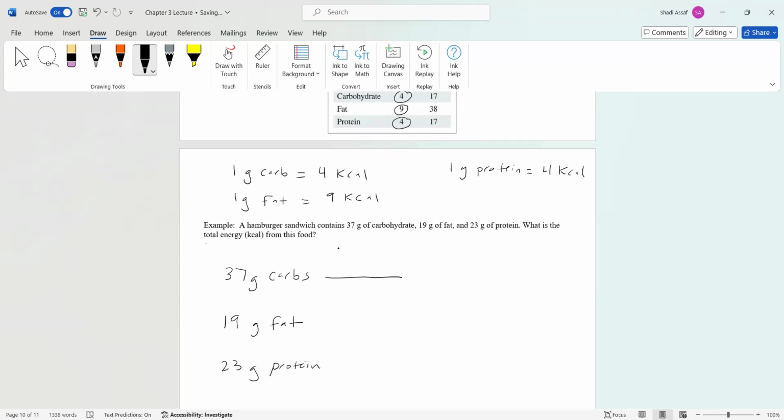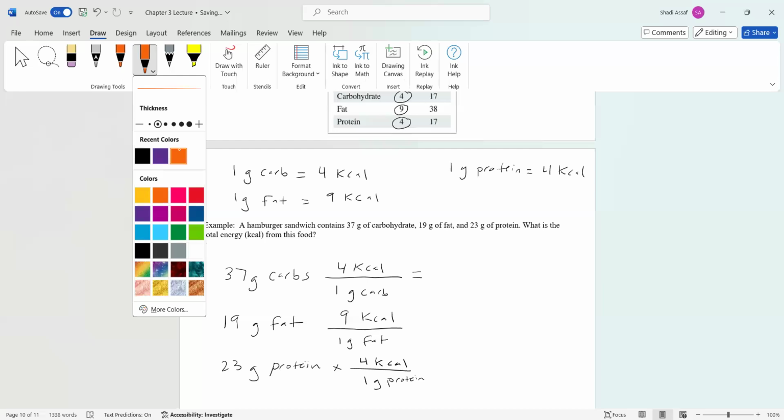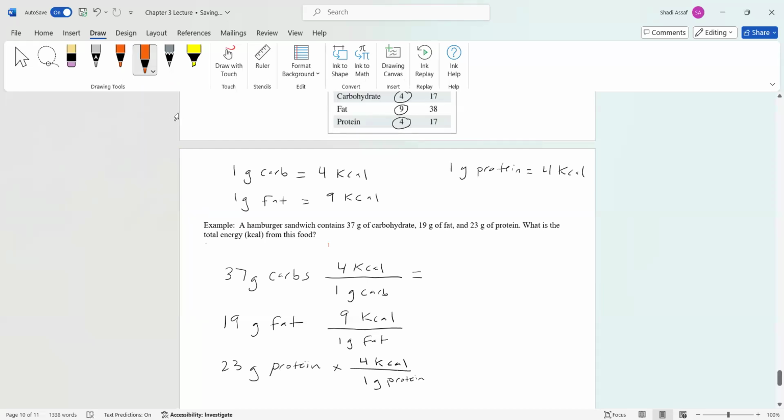So if we have 37 grams of carbs, we put the grams down here and multiply by 4. For the fats, you again put the grams down here, and then 9 kcal. And for the protein, it's the same as the carbohydrate. Let's cancel out the grams here.